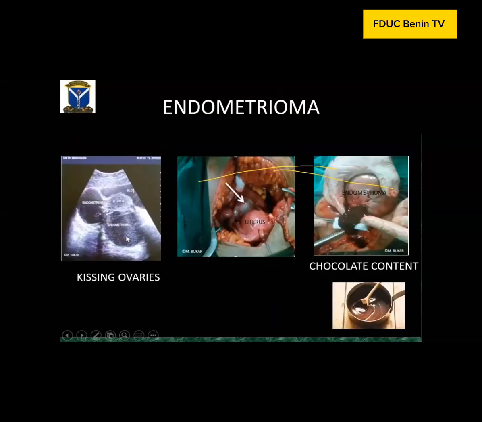These are other patients with bilateral endometrioma. You can see the ground glass appearance. You can see the echogenic wall foci, and this is the finding at surgery. In the course of this operation, the cyst ruptured, and you can see the chocolate content, and that is why some call it a chocolate cyst.